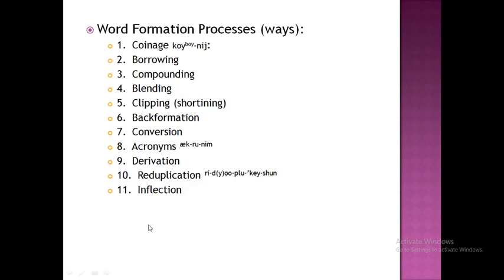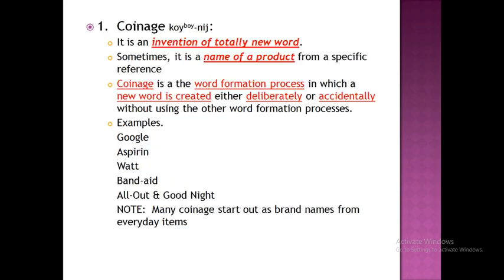There are 11 different ways which help us to form a new word. These all are coinage, borrowing, compounding, blending, clipping, backformation, conversion, acronym, derivation, reduplication, inflection. These all 11 types of word formation processes help us to get new words in English language. One by one we will go through these all. The first one is coinage. It is a way to invent a new word totally, that is called coinage. It is an invention of a totally new word.